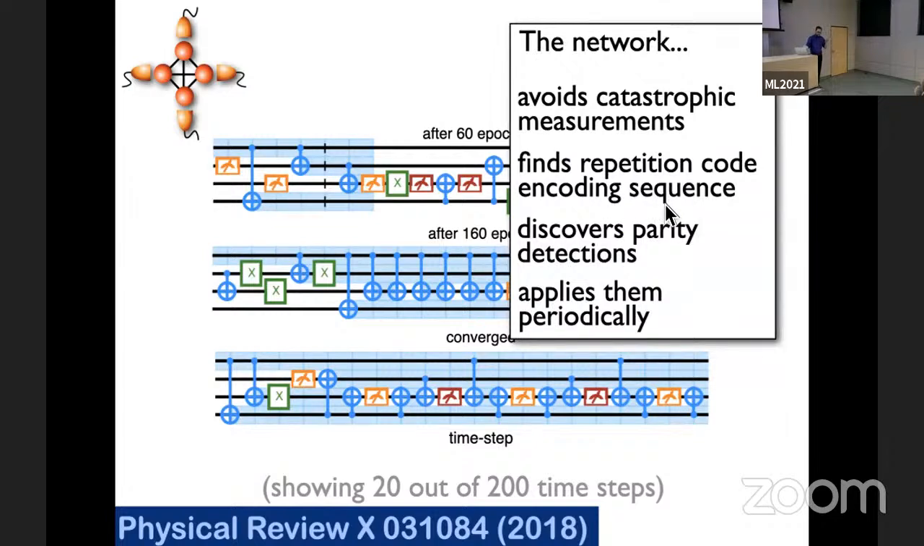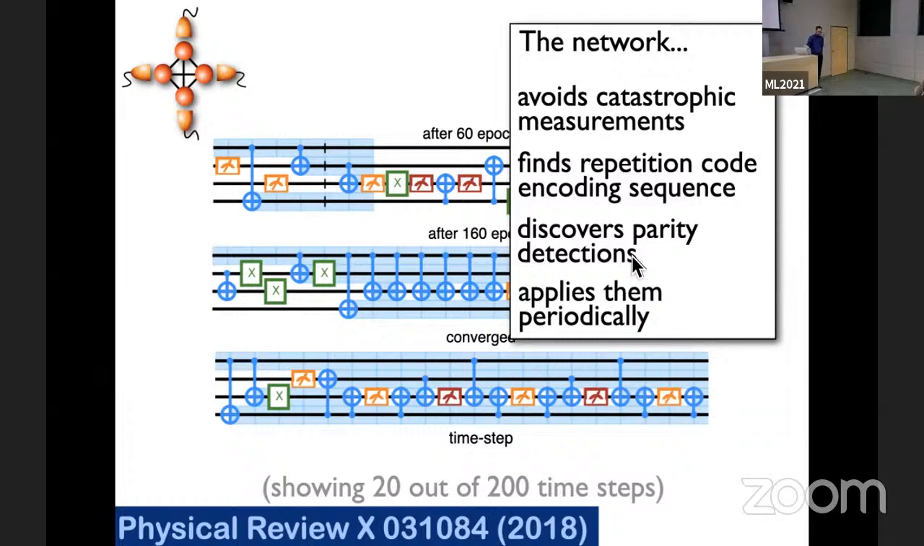Instead of alpha times 0 plus beta times 1, you now have the qubits encoded in a state of the form alpha times 0, 0, 0 plus beta times 1, 1, 1. The good thing about this is if any of the qubits flips, by comparing it to the other qubits, you can still figure out, aha, this qubit has flipped, I should unflip it. It also discovers parity detection.